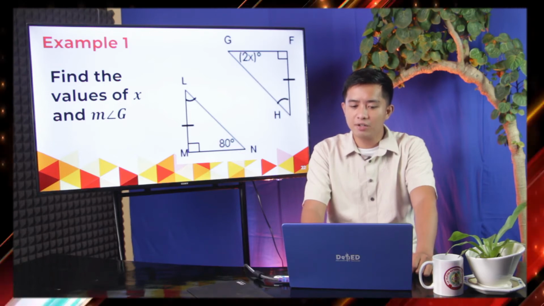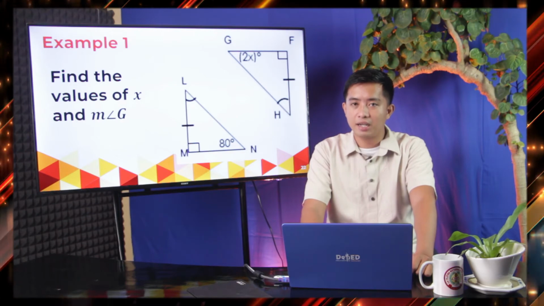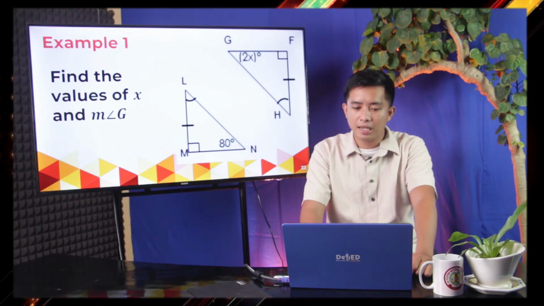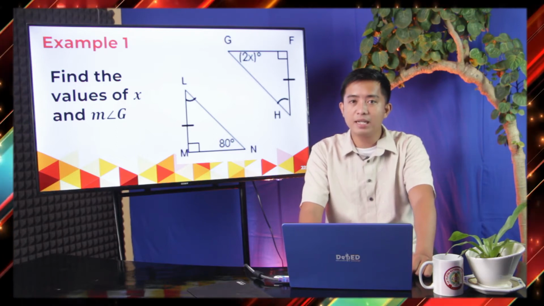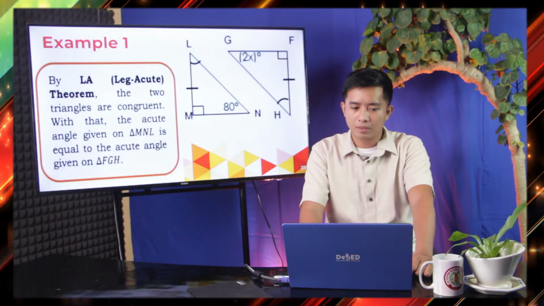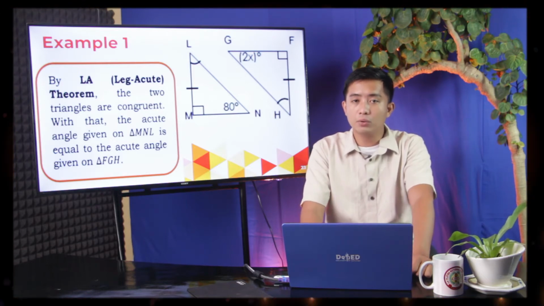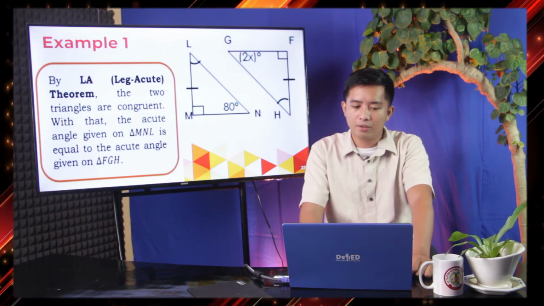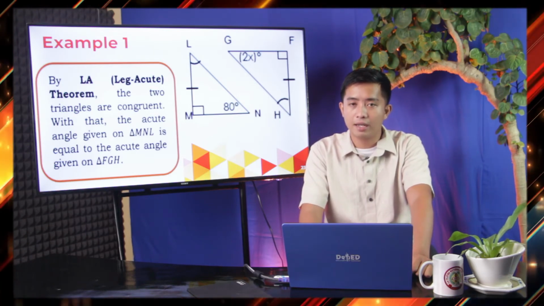As you can see in the illustration, we have here the right triangle LMN and right triangle GFH. It is indicated in the figure that the corresponding legs of the two right triangles are congruent, and also the corresponding acute angle of the two right triangles are also congruent. So, by the LA theorem or the leg acute angle theorem, the two triangles are congruent. With that, the acute angle given on triangle MNL is equal to the acute angle given on FGH.